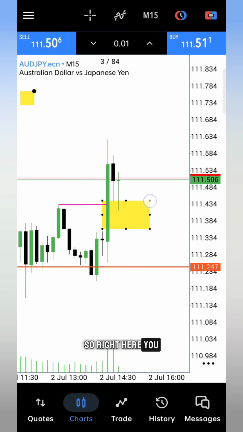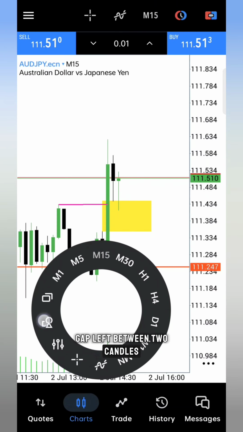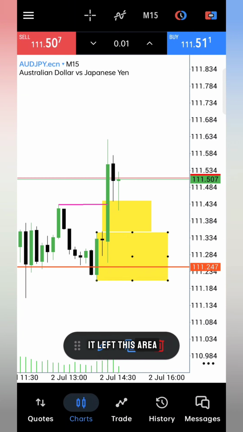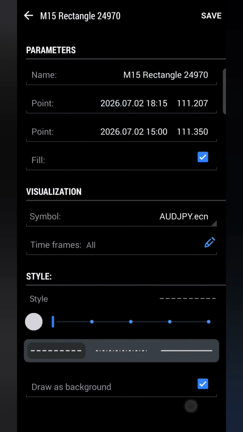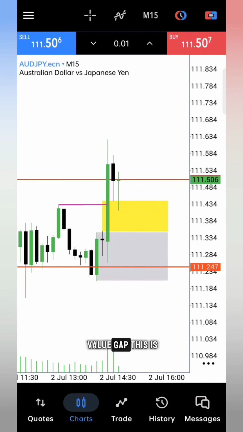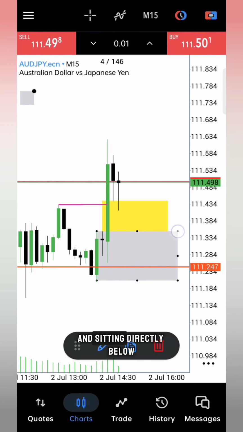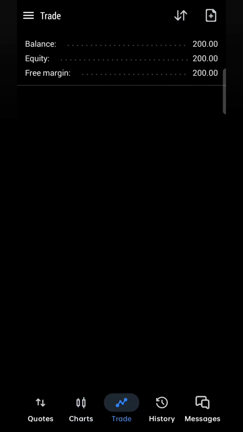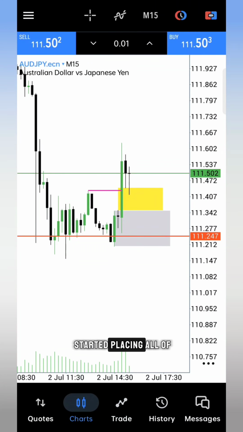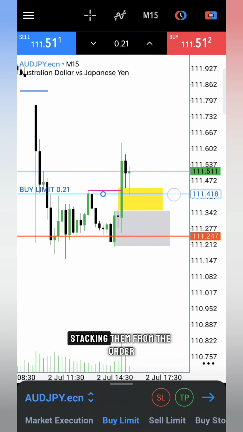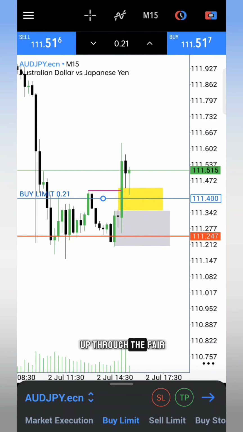So right here, you can see a clear gap left between two candles. Price moved so aggressively through this level that it left this area completely unfilled. And because price hasn't come back to fill it yet, this is our fair value gap. This is the imbalance. And sitting directly below this fair value gap is the order block zone. So right here, I started placing all of my pending buy orders directly within this confluence zone, stacking them from the order block all the way up through the fair value gap.